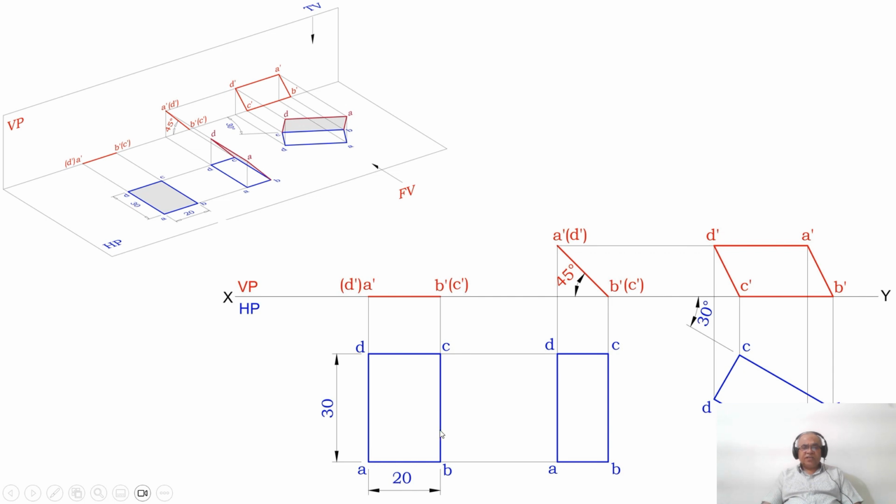The true length of BC is 30 mm because B dash C dash is parallel to HP. Therefore, you are finding the true length in HP, which is BC is 30. Similarly, when we come to this point, again B dash C dash is resting on HP. So obviously that line is parallel to HP. Therefore, you are getting the true length in HP. So again here also, even after the rotation of the surface, BC is still in true length.